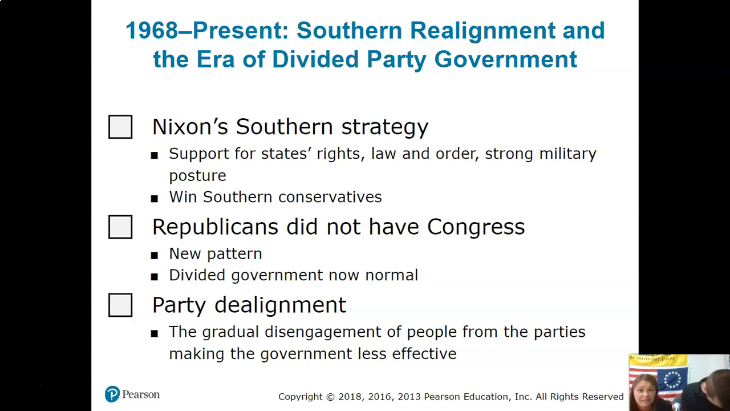So Nixon, when he takes over, remember Nixon now is a Republican. He takes over after we have JFK, then Johnson. Nixon comes up with what he calls the Southern strategy, and he's going to be very forceful on supporting states' rights, law and order, strong military, all of these really big Republican ideologies. The war on drugs, right? And so he's going to start winning over a lot more Southern conservatives. And we're going to see this conservative movement emerging from Nixon's presidency on.